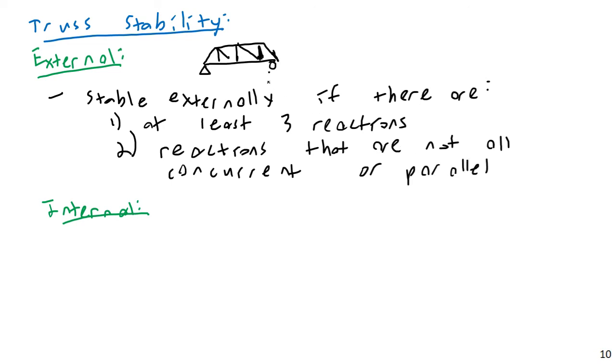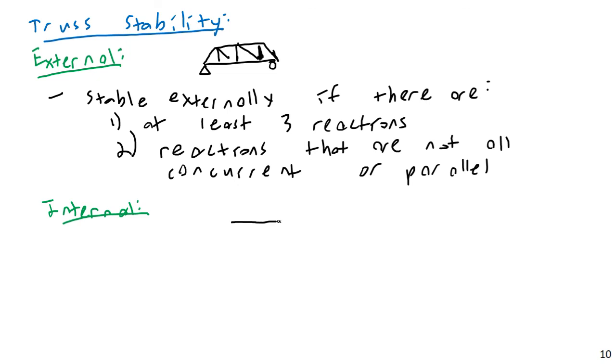So if you have a truss that has three roller supports, all of those would be parallel. If you had a truss that had three rollers where all of the lines of action coincided at a single point, that would not have moment stability about that point. Then we also have internal stability, and internal stability is discussing whether a truss is able to maintain its own geometry.